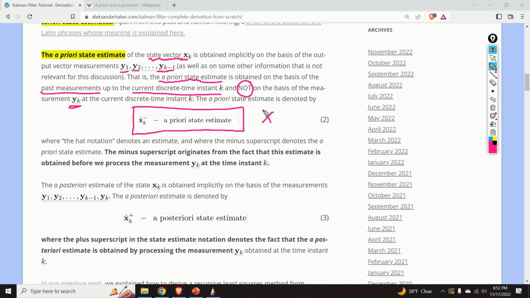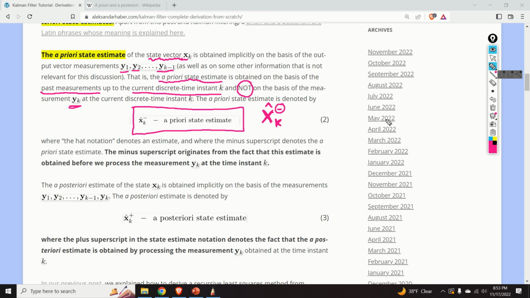X denotes the state, hat denotes the estimate, k denotes the discrete time instant, and the minus sign in the superscript denotes that this estimate is the a priori state estimate. Again, keep in mind the following. The minus superscript originates from the fact that this estimate is obtained before we process the measurement yk at the time instant k.